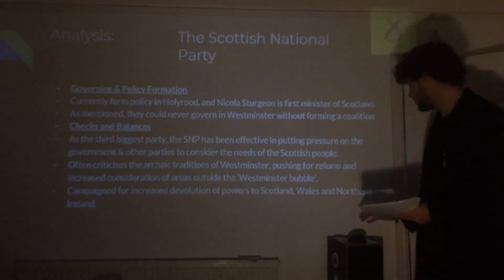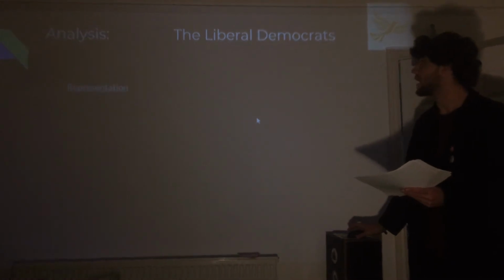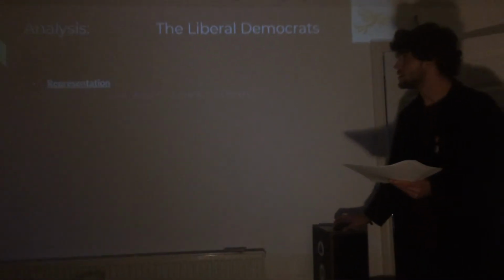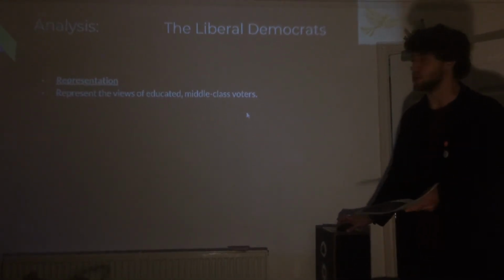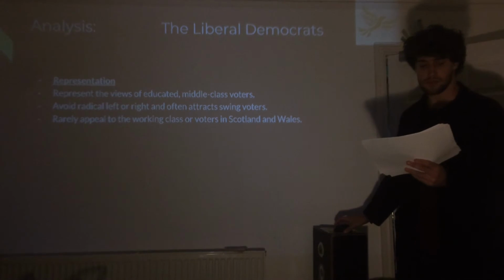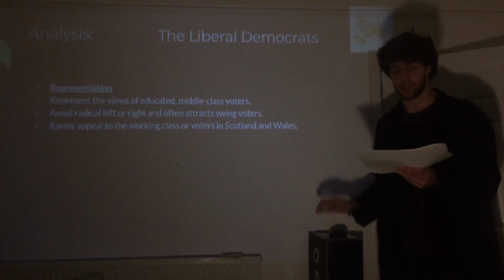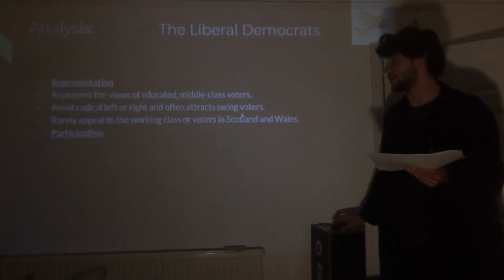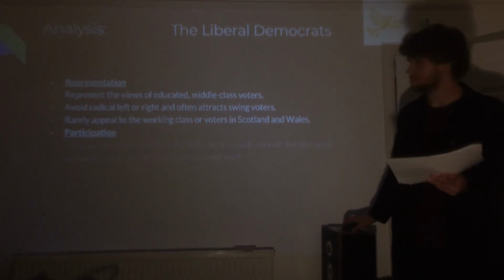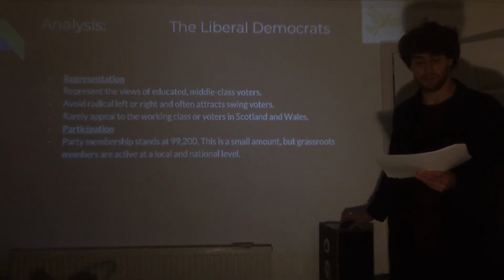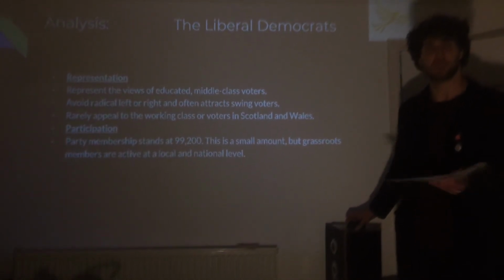Okay, so now, almost there, we're going to look at the final party here, the Liberal Democrats, and how they fulfil their roles and functions. So the Liberal Democrats represent the views, generally speaking, of educated middle-class voters these days. They tend to avoid radical left and radical right, always adopting a more centrist approach. But this attracts swing voters. They do rarely appeal to the working class voters or voters in Scotland and Wales. In terms of participation, party membership stands at 99,200. Not so many, but I think their members are quite active nationally.